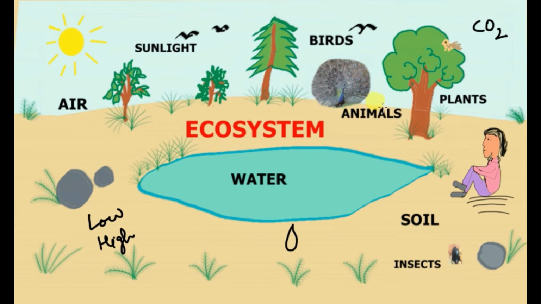So, what does it mean? An ecosystem has different kinds of living organisms in it. And these living organisms are interacting with each other, and they are interacting with the non-living things also. What kind of non-living things? Like air is present here. So air consists of different kinds of gases like oxygen and carbon dioxide.